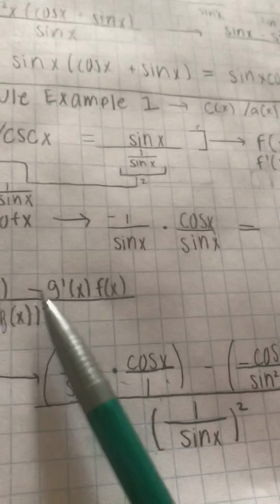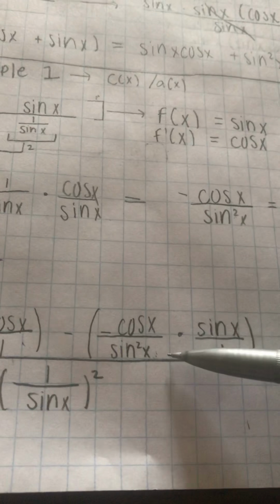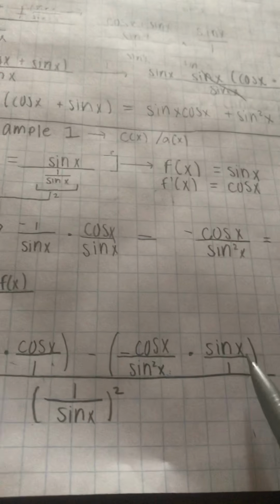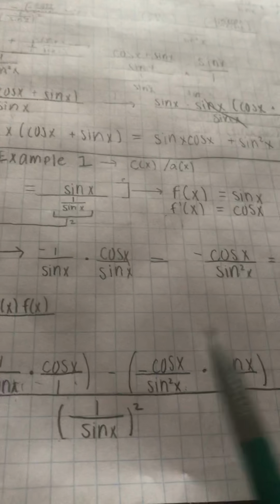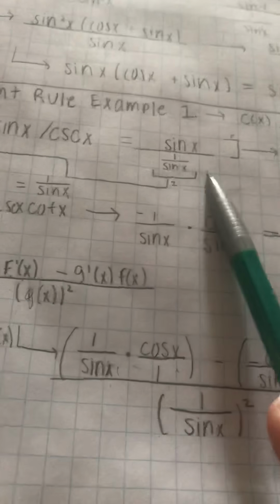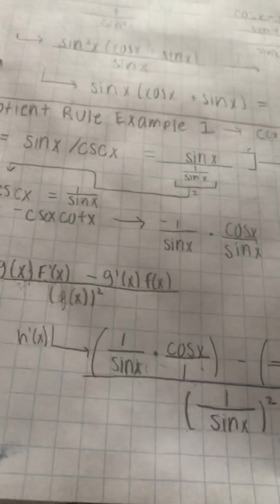But then the next one is subtracting g prime x times f of x. So g prime x is this whole long thing that I solved for, which is the negative cosine x over sine squared x. And then that's multiplied by f of x, which is just sine x. So I put sine x over 1 again, so that way I could multiply across. You'd have the 1 multiplied by the denominator, keeping it the same, and then sine x times cosine x. Then on the bottom, you have g of x squared. So I have 1 over sine x, or 1 over sine x right here, and I have it here squared. I'll simplify that later. Usually I don't do anything with the denominator until I need to.